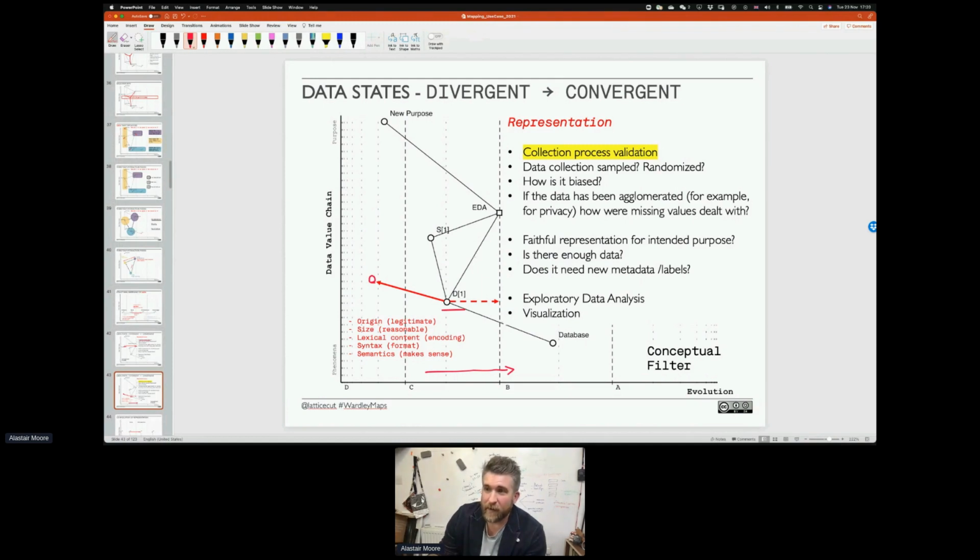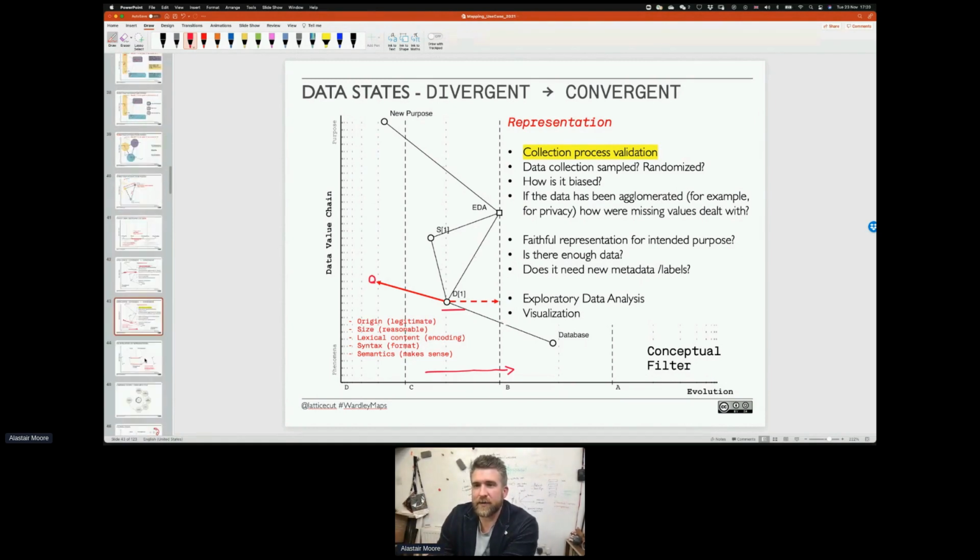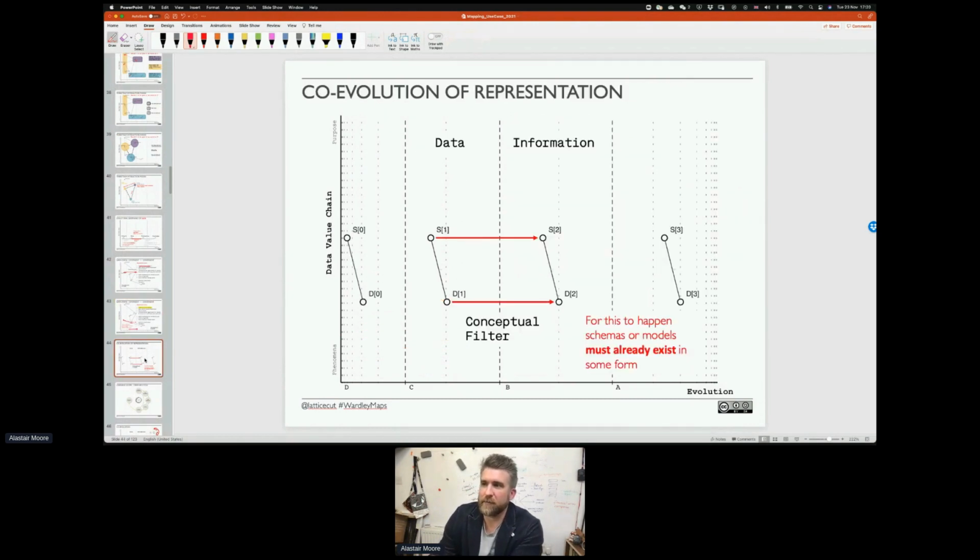Things that you want to think about: is the data legitimate? Is the origin, do you have enough of it? Is the encoding correct, right? If I managed to not record my ages as going between 120 and 200 or something, there's all these sort of basic data science things that you need to start to get to grips with. And really that starts the process of this co-evolution of some sort of schema.